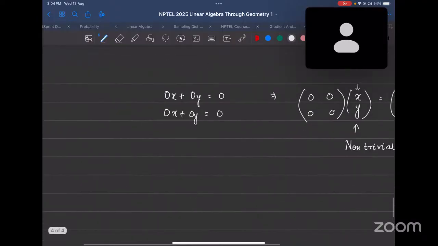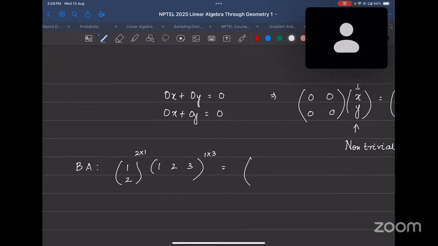BA is basically 1, 2, and A is 1, 2, 3. So this is a 2 by 1 matrix, and this is a 1 by 3 matrix. So you'll get a 2 by 3 matrix. The product is a 2 by 3 matrix. It is going to be 1, 2, 3, 2, 4, 6. So this product alone is defined.